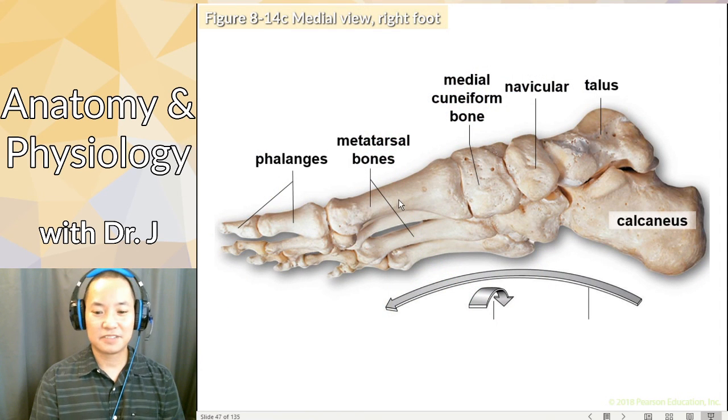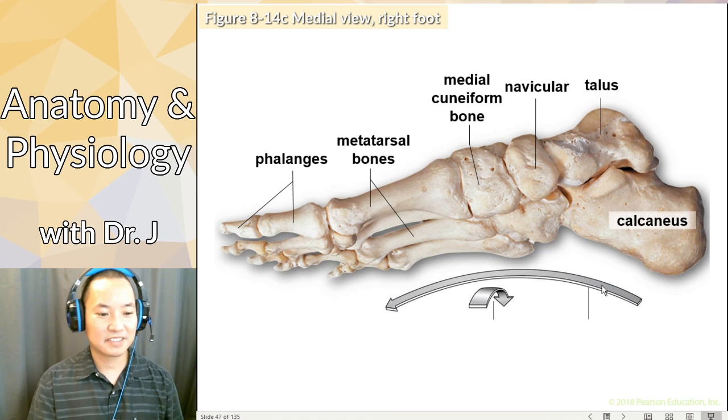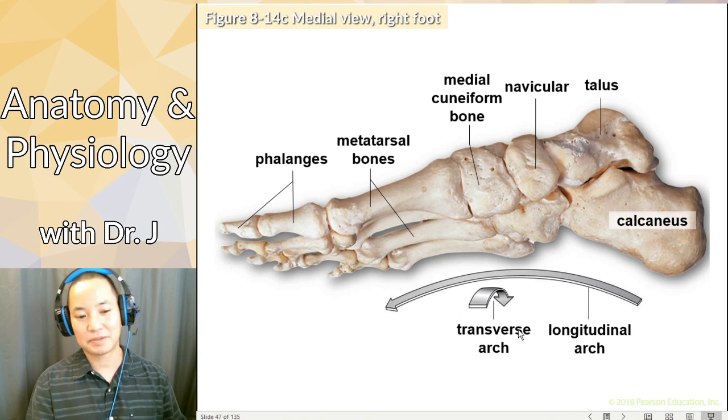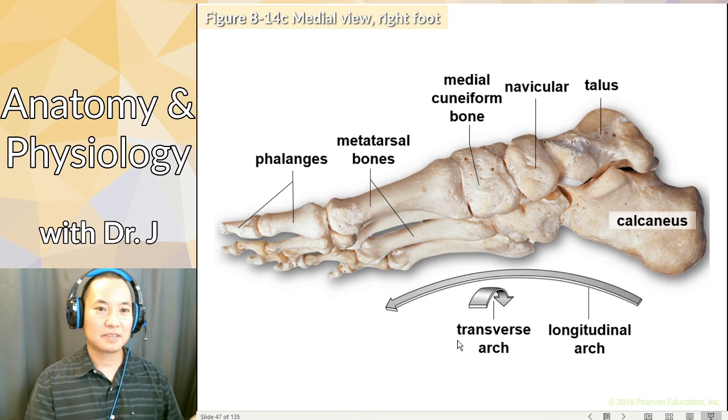And this is the medial foot view of the right foot. What we see here are the arches, and this is pretty much what I wanted to get from this. There's the arch that we typically associate with the arch of our foot, but there's also a transverse arch that goes across our foot.